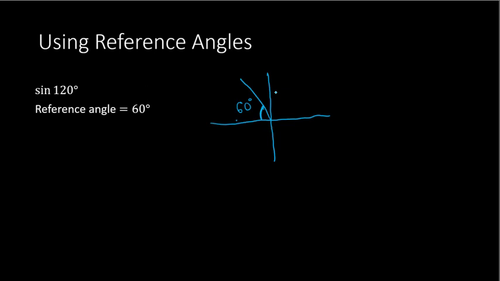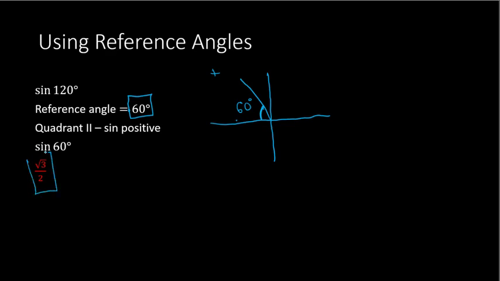And we realize that because it's in quadrant 2, sine is going to be positive. Sine is positive up in quadrant 2. So what we do now to finish off is we find the sine of 60 degrees. Whatever that is, make sure you take that answer and make it positive. We've memorized in the past that the sine of 60 degrees is the square root of 3 over 2. So you make sure it's positive, which it already is, so that would be the sine of 120 degrees.